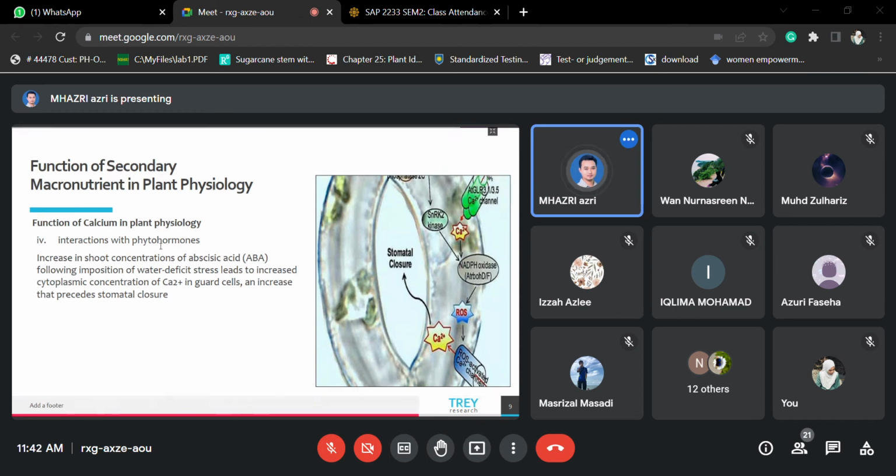Bila malam tak ada cahaya matahari, the reverse process will occur. Okay, so that happens in normal conditions, but in stress conditions, especially in water deficit stress, what happens? The concentration of abscisic acid will increase. Okay, when abscisic acid increases, the reactive oxygen species will also increase.